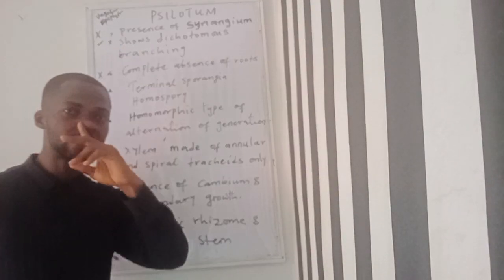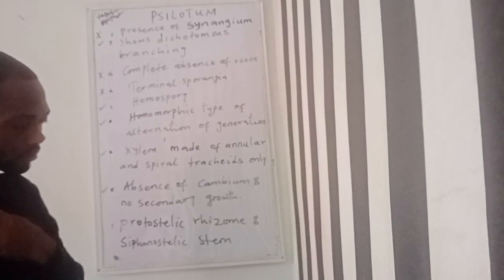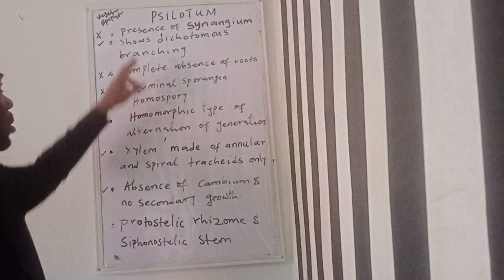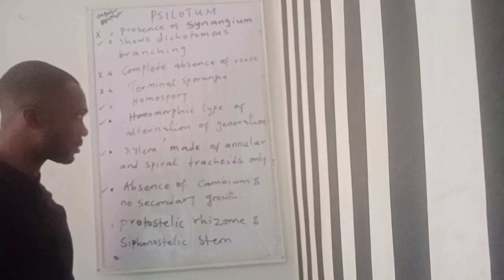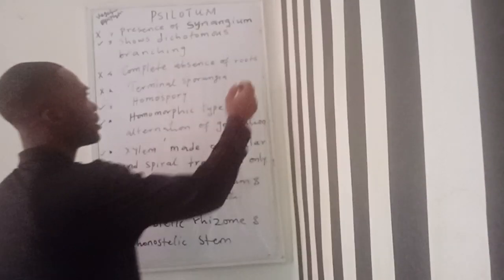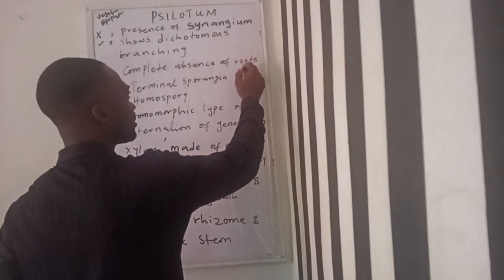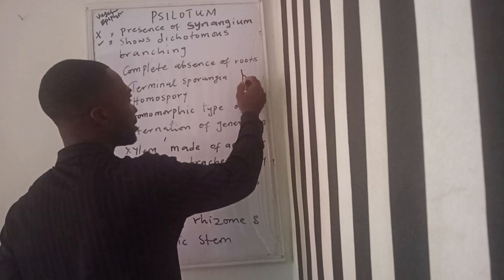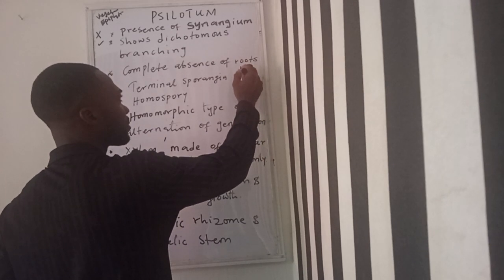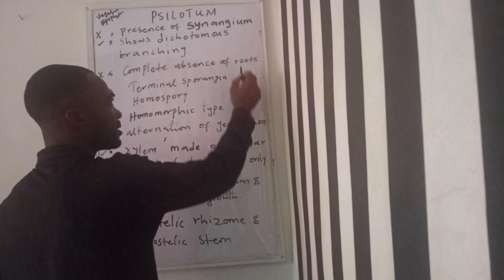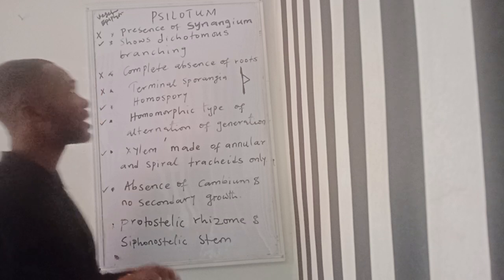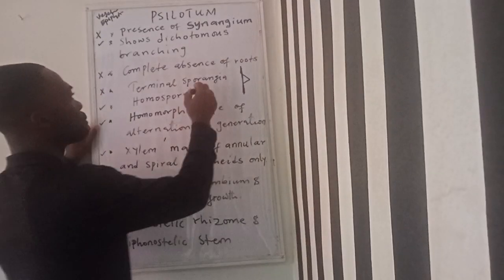We are still talking about the characteristics of Psilotum. Another important characteristic of Psilotum is the presence of synangium. If you look at the Psilotum plant, you're going to see something that looks like this, if you can see what I just drew. This is the stem, and on this stem, you're going to see something that has three-sided shapes. That is called a trilocular sporangium.